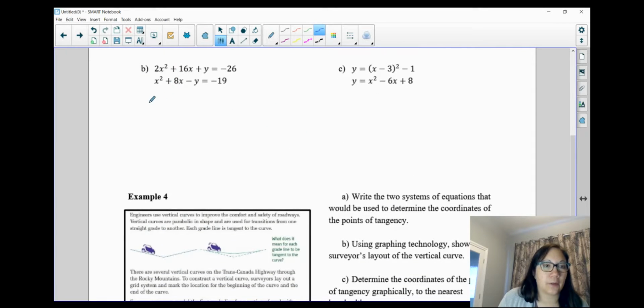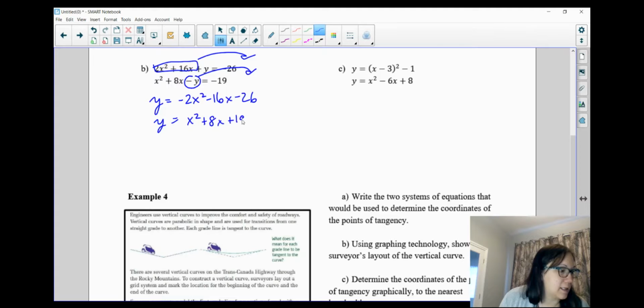I'm going to solve each of these for y. So my 1 on the top, the y is already positive on the left, so I'm going to move these pieces over to the right. So I will have negative 2x squared minus 16x minus 26. On the second one, I'm going to end up moving this guy over on its own, and then I'm left with x squared plus 8x plus 19. Okay, and so we're going to go ahead and graph those in Desmos as well.